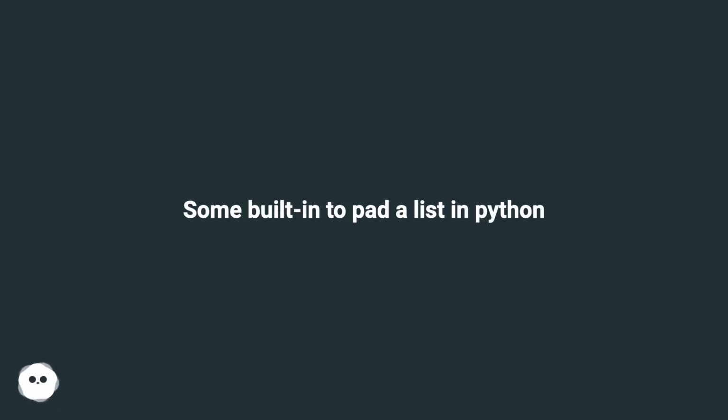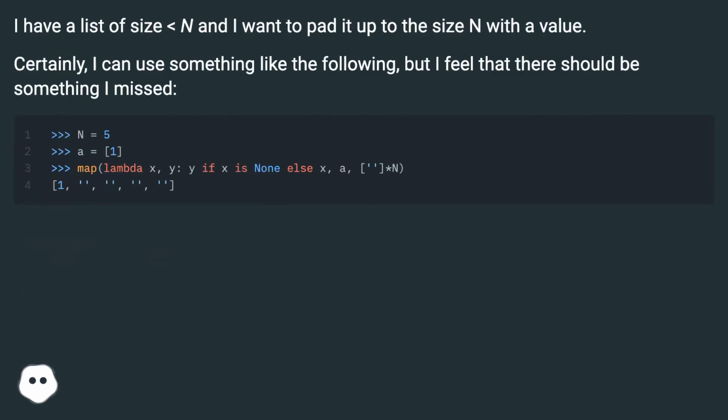Is there some built-in to pad a list in Python? I have a list of size lower than n and I want to pad it up to the size n with a value. Certainly, I can use something like the following, but I feel that there should be something I missed.